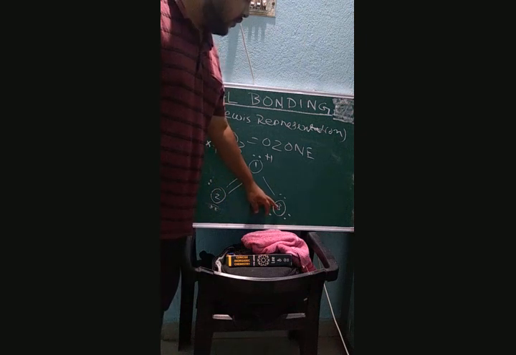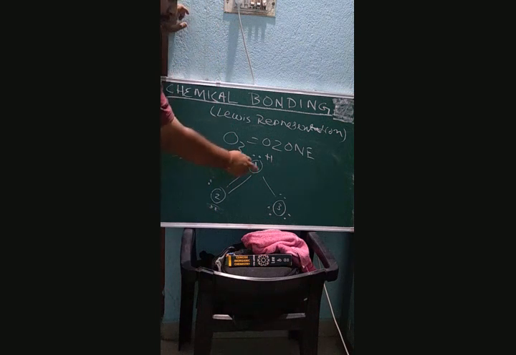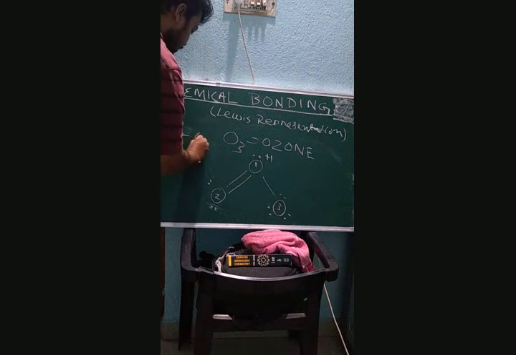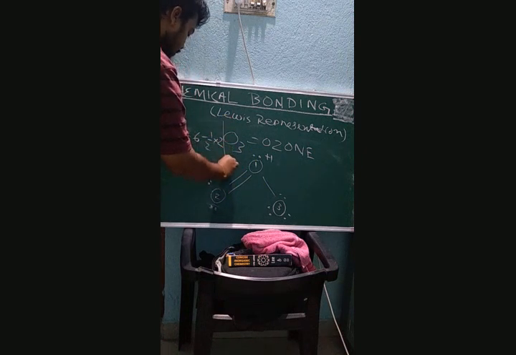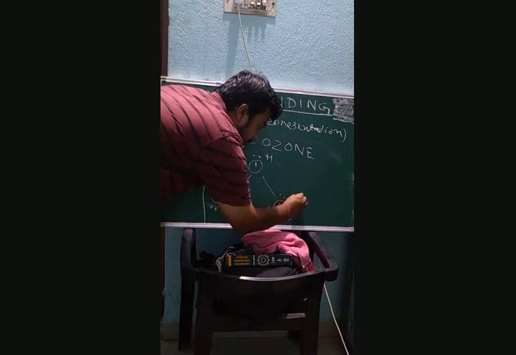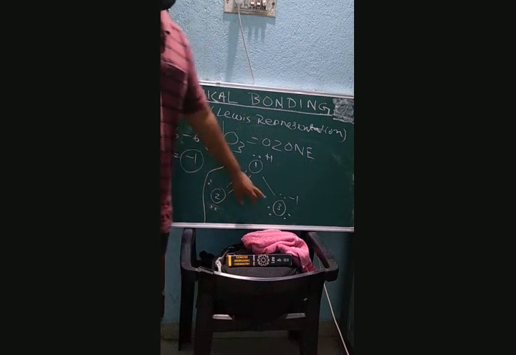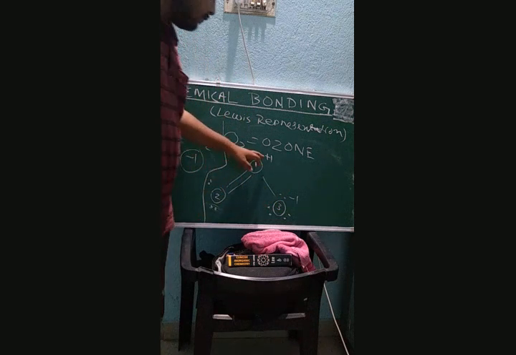Now coming to oxygen number 3. The number of valence electrons is 6. The number of lone pair electrons is 6. The number of shared electrons is 2. So the formal charge is minus 1. So there is a minus 1 charge on the third oxygen. So this plus and minus get cancelled.